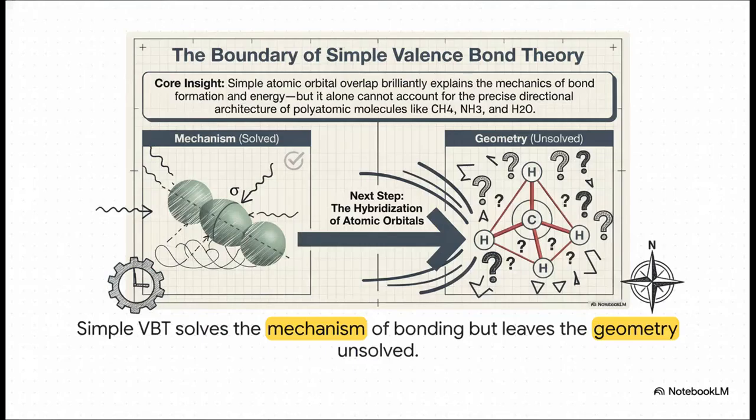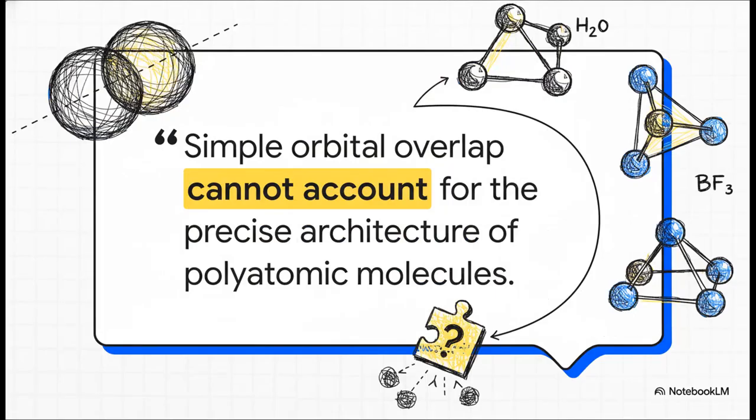So here's where we stand. Simple atomic orbital overlap is brilliant at explaining the mechanism of bonding, the why and the how of it all. It gives us a solid reason for bond energies and bond strengths, but as we just saw plain as day with methane, it just can't predict the actual beautiful 3D shapes that molecules take. The geometry is a mystery. And this quote just nails it. The theory, as we've discussed it, is incredibly powerful, but it has a clear boundary. To get past that boundary and start explaining the precise, amazing shapes of molecules in 3D space, we're going to need one more piece to the puzzle.